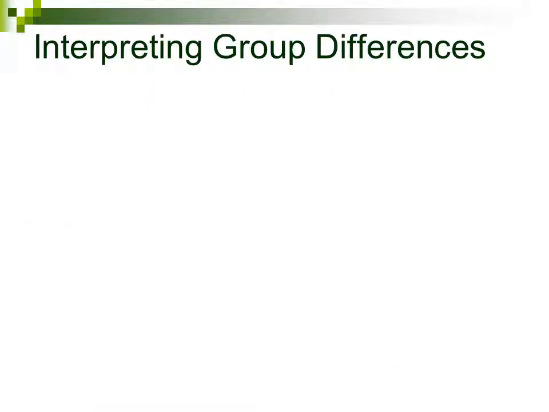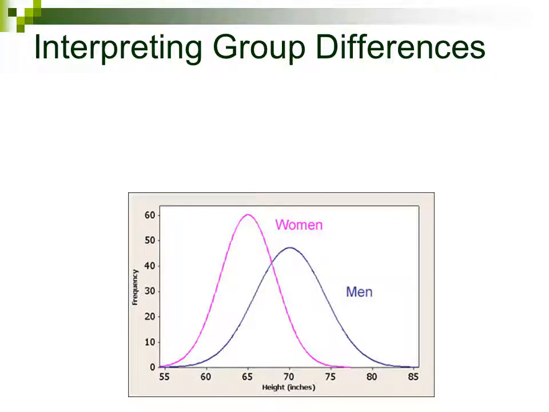The last thing I want to talk about on this PowerPoint is interpreting group differences. I'm going to read you two sentences, and I want you to determine which sentence, if either, is true. The first sentence: men are taller than women. Is that sentence true? Well, I would say yes, that's definitely true. Here's some hypothetical data, but it's probably pretty accurate. In this graph, we're looking at the distribution of heights for women and for men, and we can see that men are taller than women.